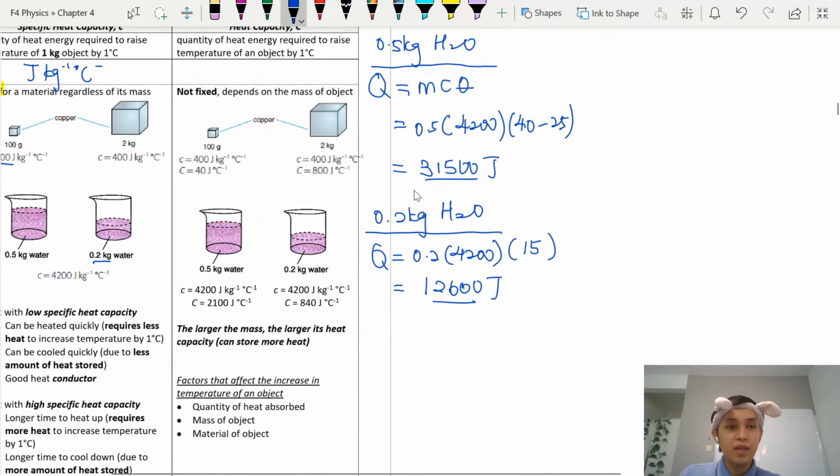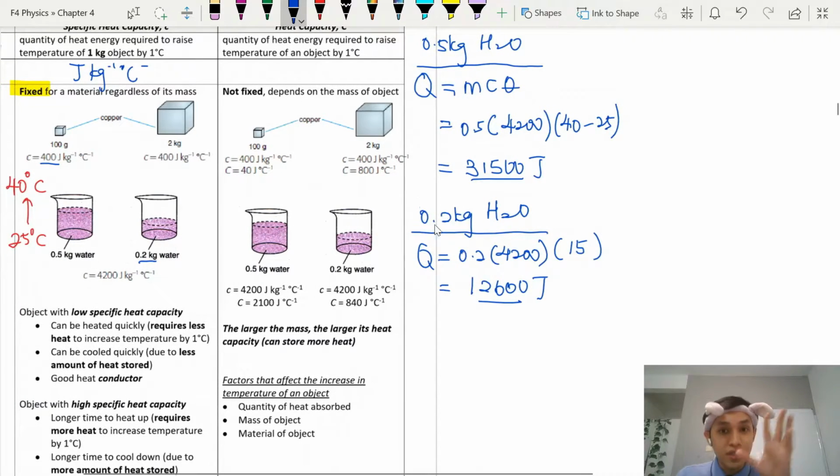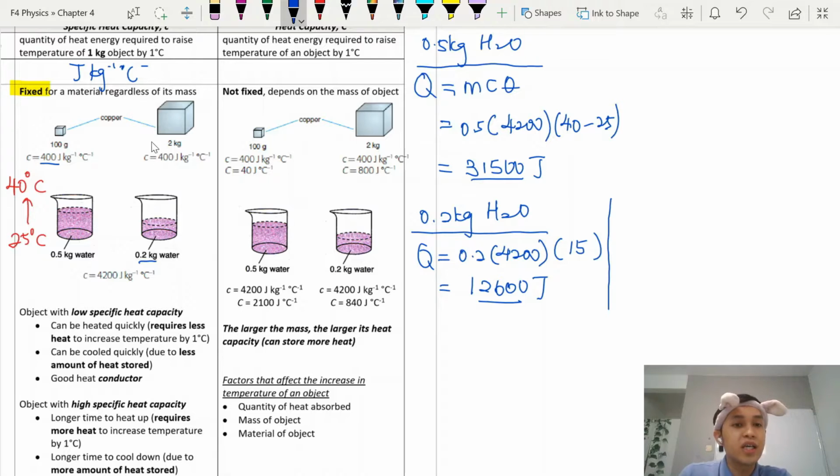Now I'm going to show you the difference when I'm using a different material. Let's say we are taking copper. I'm going to use the same mass, 0.2 kg of copper, and the same temperature change, from 25 to 40. So for 0.2 kg of copper, how much heat energy do I need to give in order to increase the temperature by 15 degrees Celsius?